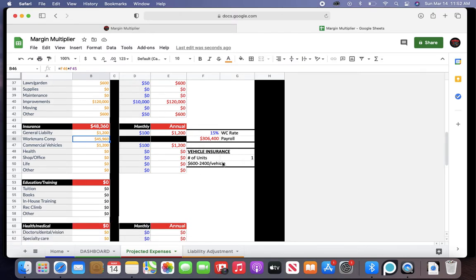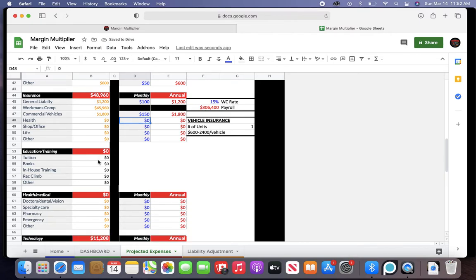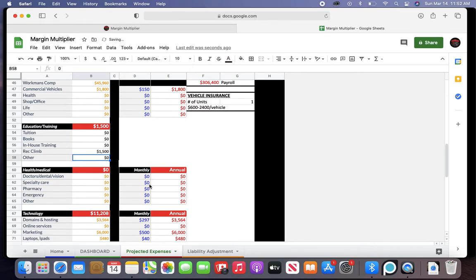Now we're working on this part here, but it's just a little rule of thumb here for vehicles, commercial vehicles. Maybe you're spending 150 on that. That's going to auto update. Education and training. You want to go to the rec climb, put that in there. Okay.